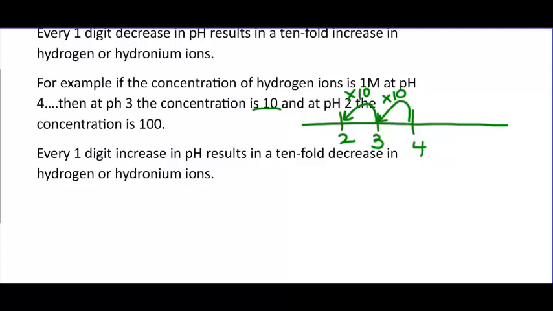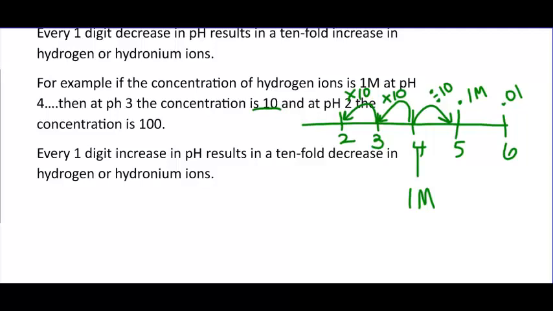And if you go up the scale, let's say we were going this way. What's our concentration here? 1 molar. What if we went to pH 5? What would our concentration be? 0.1. Right? When you go up the scale, you divide by 10, every 1 digit you go up. So this concentration would be 0.1. What if we went to 6? 0.01. Yep. Okay? You divide by 10 every digit you go up. You multiply by 10 every digit you go down.